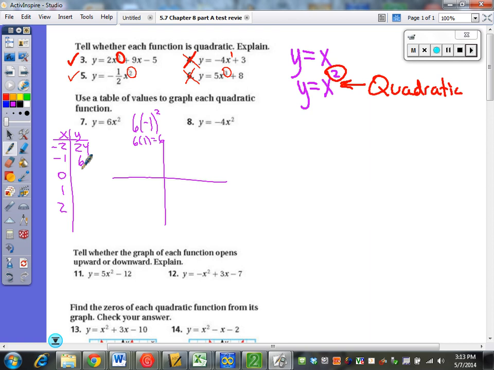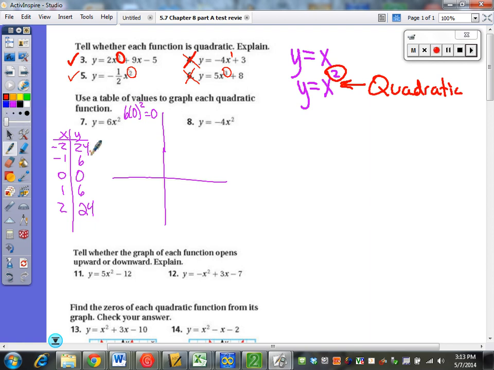Okay? So we can erase this one. And so when we plug in 0 for x, we get 0. And then a parabola gives us the ability to reflect these points. So if -1 is 6, 1 will also be 6. -2 is 24, so 2 will also be 24. So now I can go ahead and plot these.